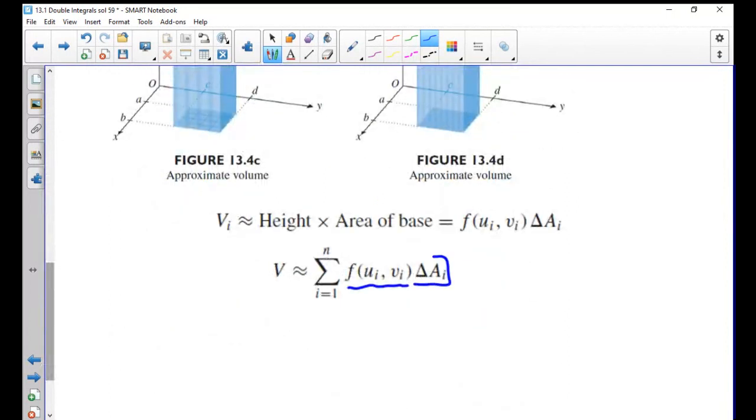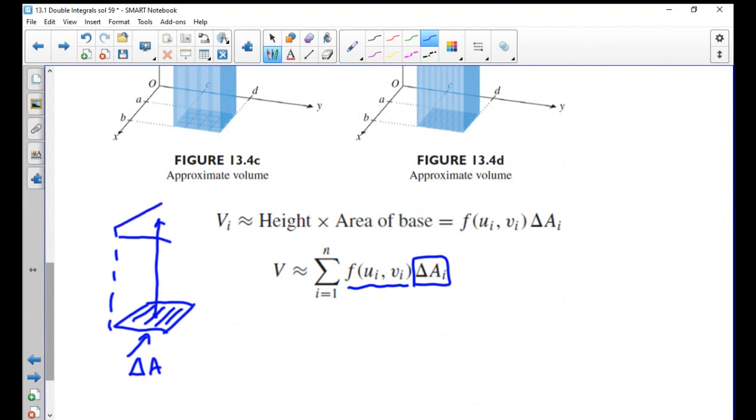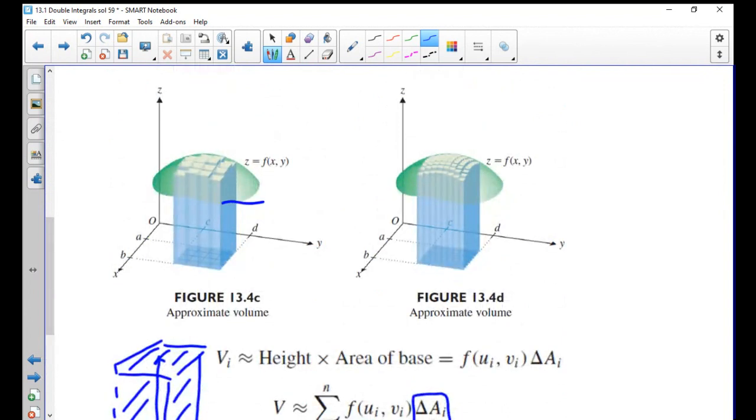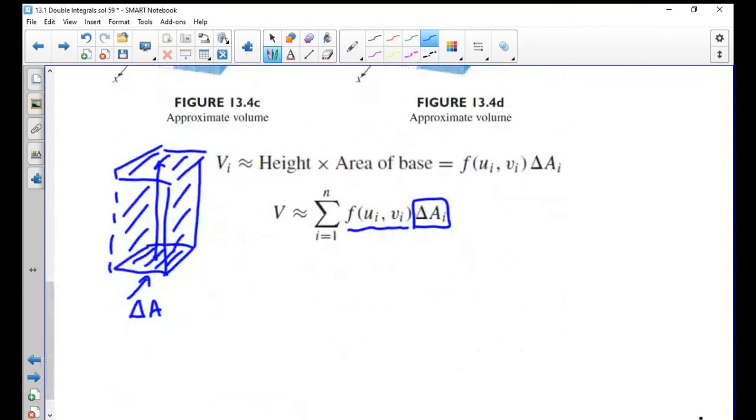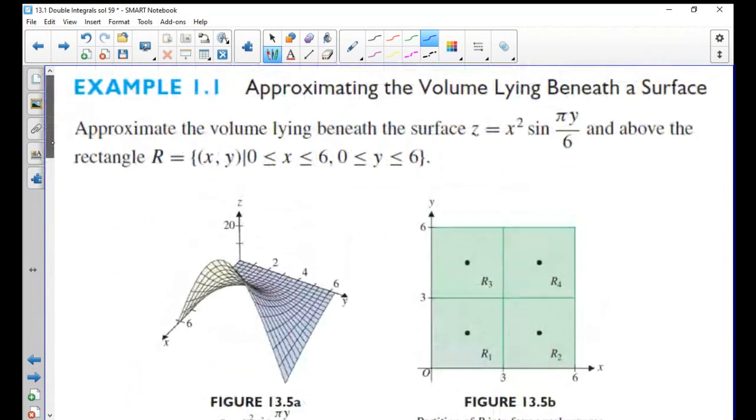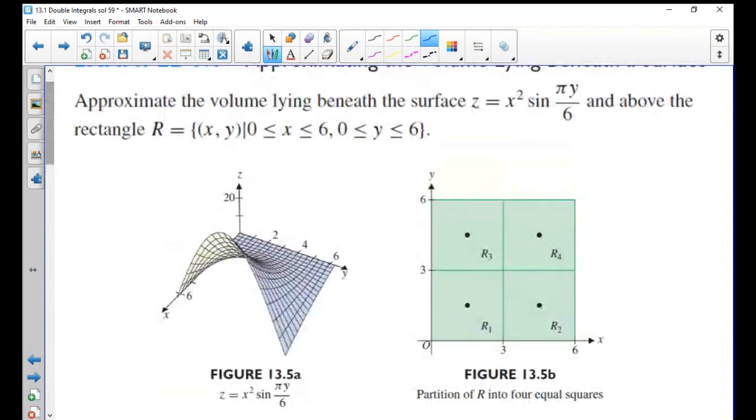And then you multiply that by the area of the base. So what you have is this area, which is delta A, and then you multiply it by the value of f. That will give you the volume. This time, what we're getting is volumes of cubes like this. So we're getting the volumes of each one of these. And by adding the volumes, you will get the total volume of the required thing.